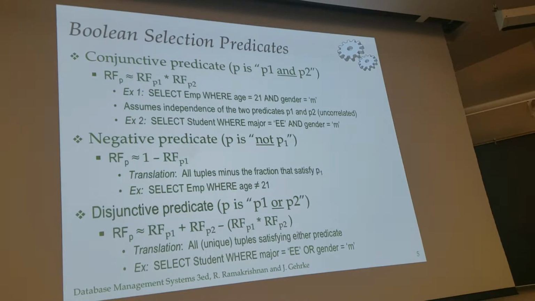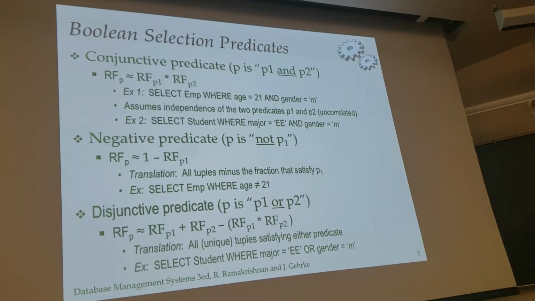Okay, so now there is an assumption which is hard to fix. There are things that can be done. The assumption is that when you have two predicates, a conjunction of two predicates, P1 and P2, that they're independent.